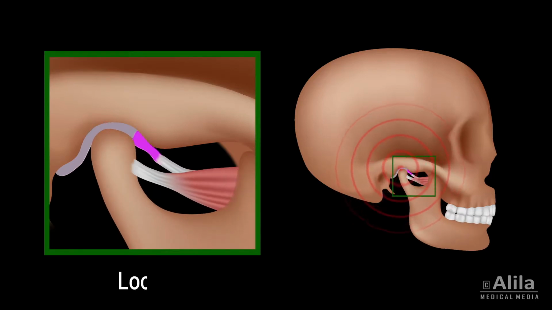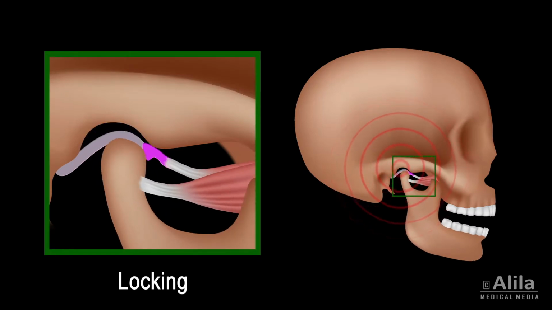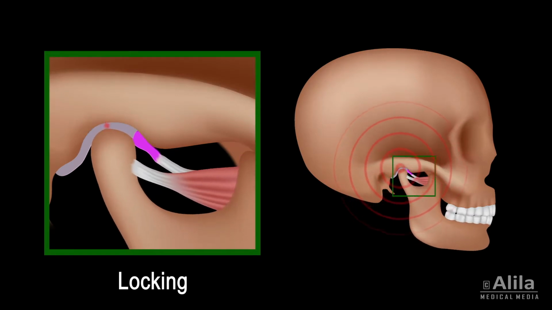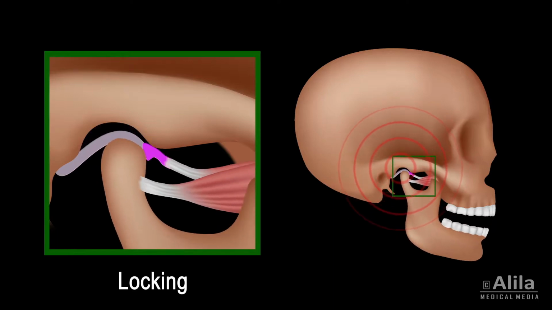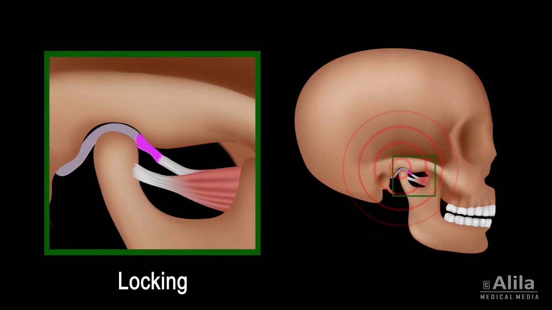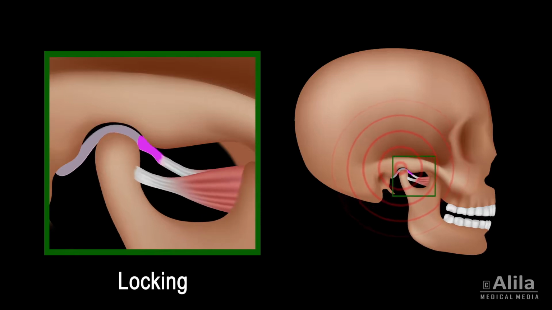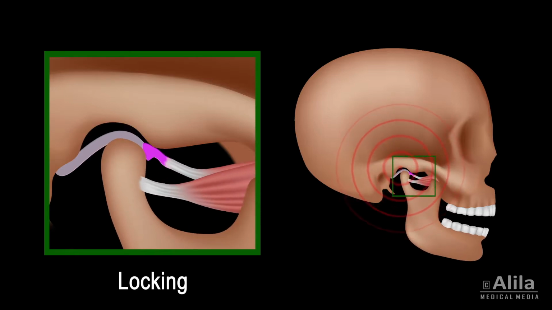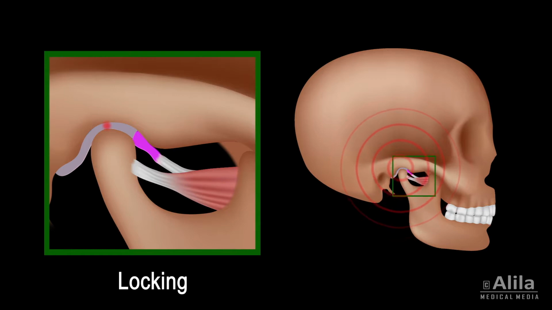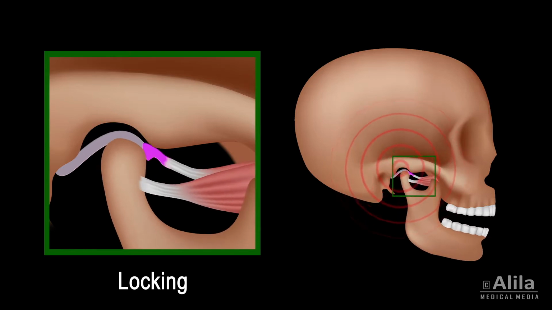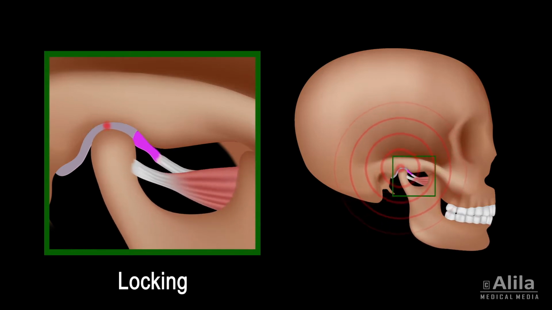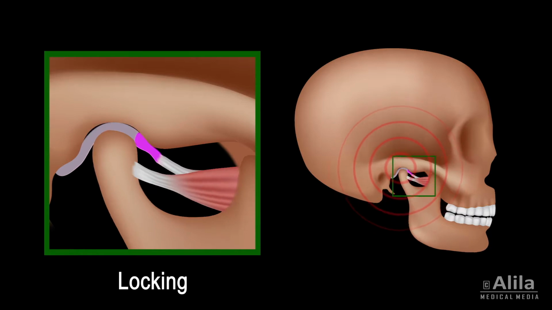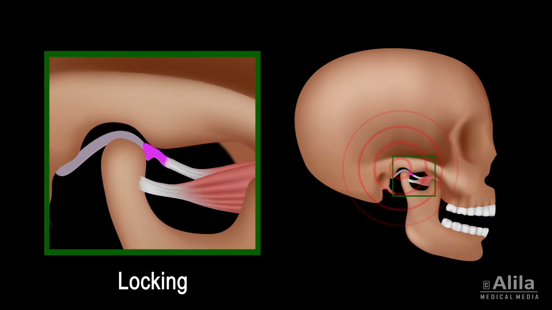In later stages of disc dislocation, the condyle stays behind the disc all the time, unable to get back onto the disc. The clicking sound disappears, but mouth opening is limited. This is usually the most symptomatic stage. The jaw is said to be locked as it is unable to open wide. At this stage, the condition is called disc displacement without reduction.